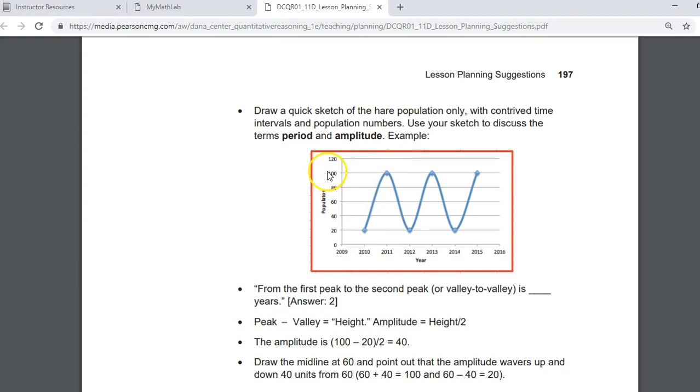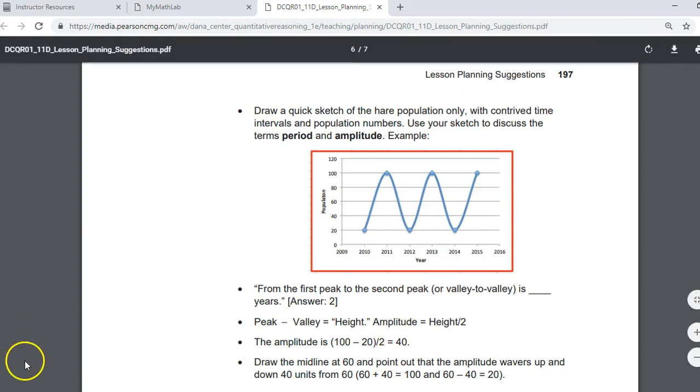So our highest point's right at 100, and our lowest point is right at 20. So 100 minus 20 is 80, but we divide by 2, and that gets us 40. So this line right here at 60, that's like the middle of our graph where we go up 40 and down 40, our amplitude, and that is the picture of our graph. So make sure you know period and amplitude.